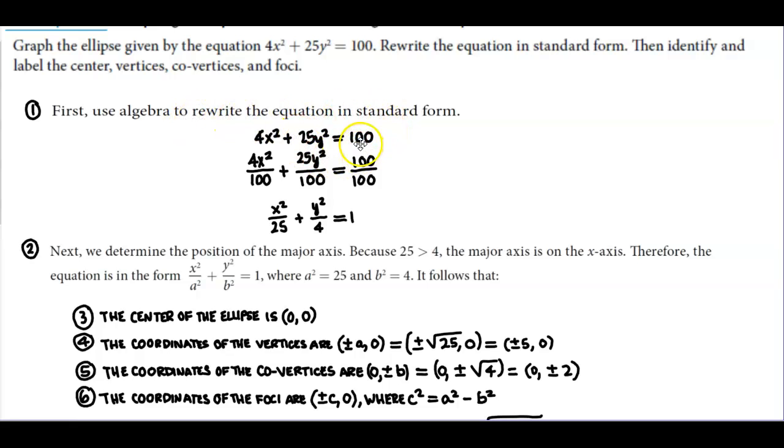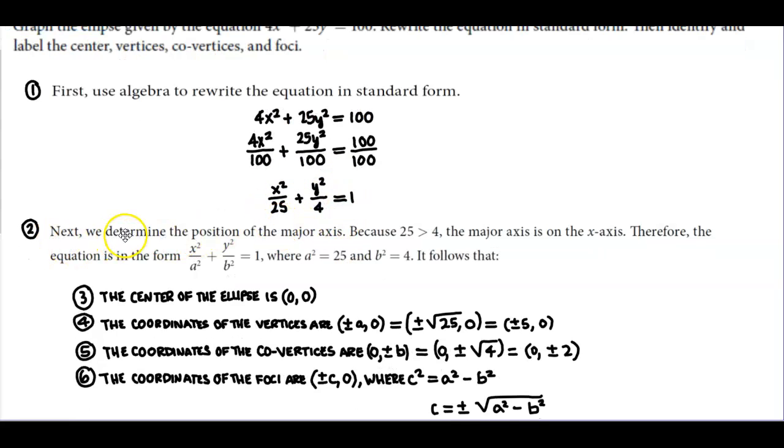Now, when we want to write it in standard form, we need to make sure it's equal to the number 1, and right now it's equal to 100. So in order to make it 1, we can divide every term by 100, because 100 divided by 100 gives you 1. 25 over 100 is the same thing as y squared over 4, and 4 over 100 is the same thing as x squared over 25. Now it's in standard form.